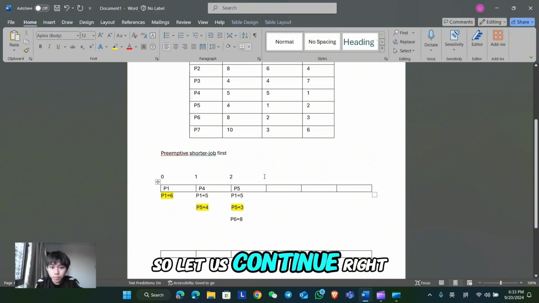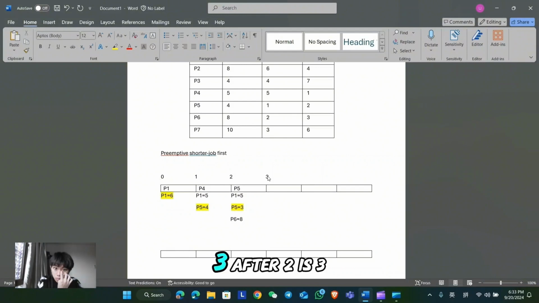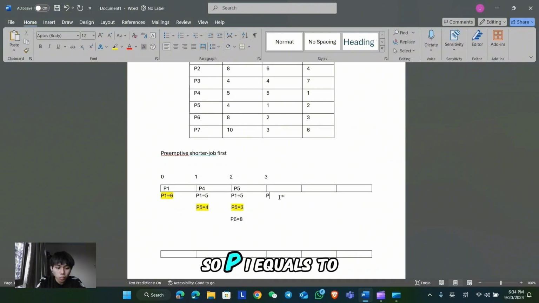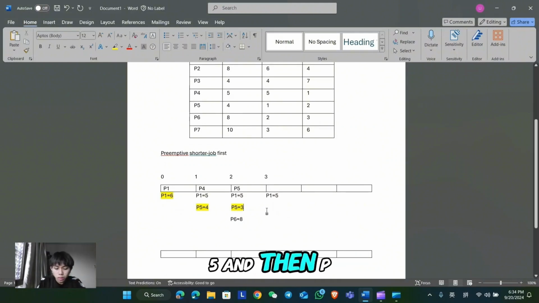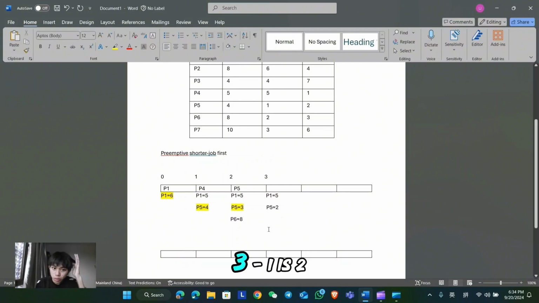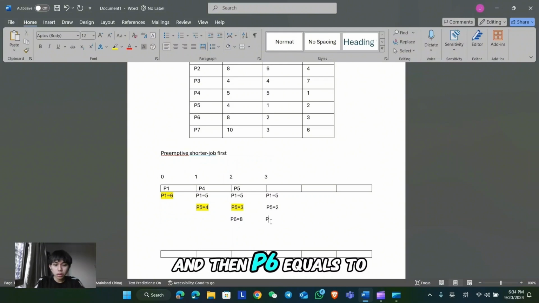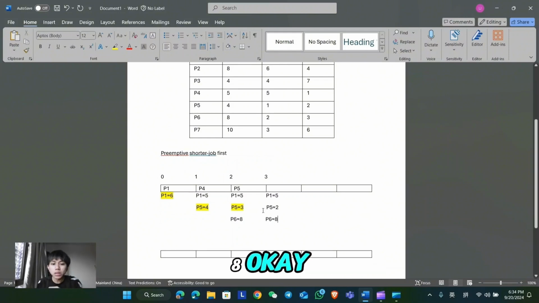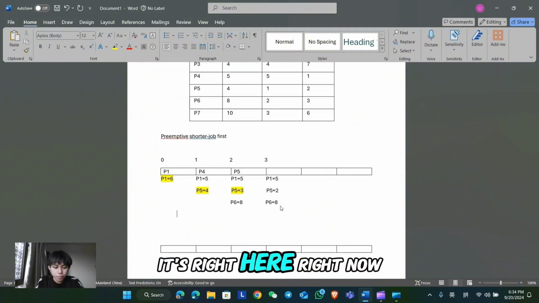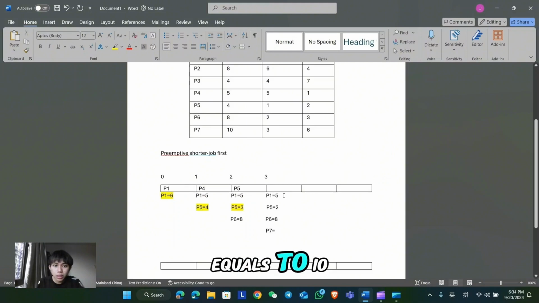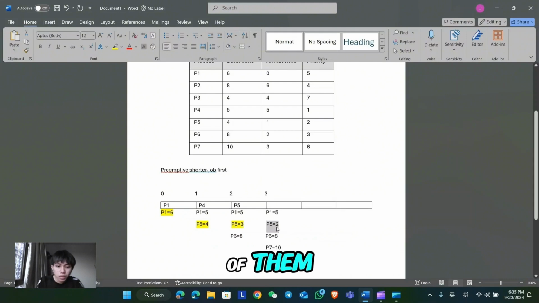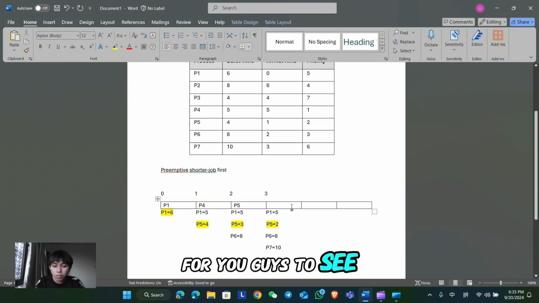Let us continue right here. After 2 is 3. We write down all of this first. P1 equals 5, and P5 equals 2, because 3 minus 1 is 2. Then P6 equals 8. Let us see the table, which arrival time matches with 3? It's P7, so we write down P7 equals 10. As usual, P5 is the smallest digit among all of them. So we will highlight it for you to see more easily, and write down P5.